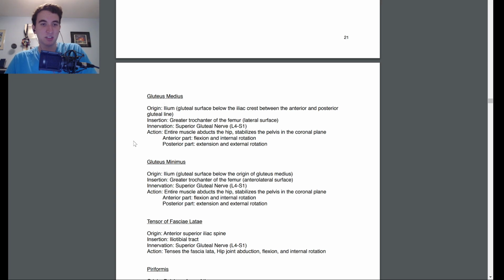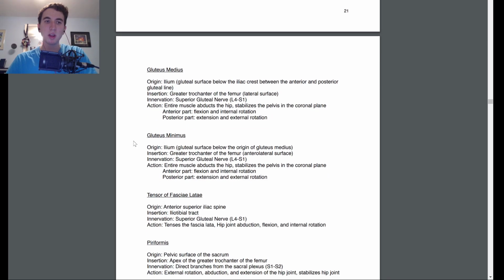And the actions caused are first that the entire muscle abducts the hip and stabilizes the pelvis in the coronal plane. The anterior part flexes and internally rotates, and the posterior part causes extension and externally rotates.